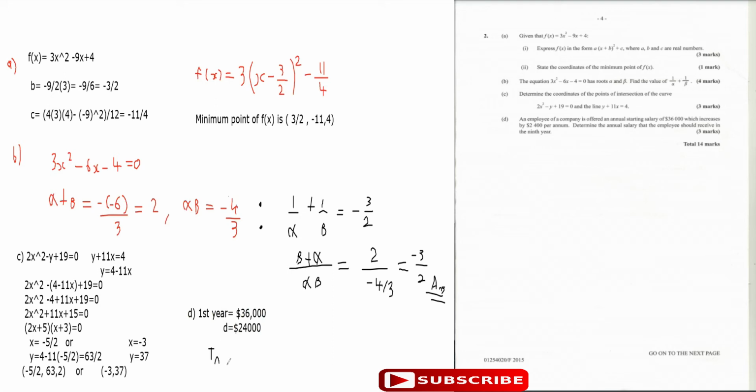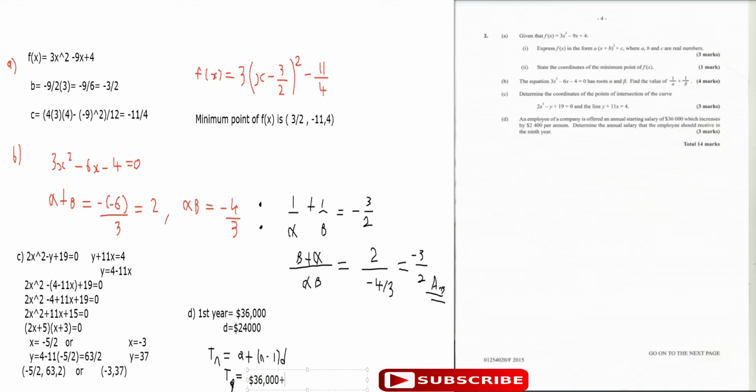What will a person receive in the 9th year? We can call it Tn. Tn is equal to A plus n minus 1 times D. That's the formula to find how much you're going to make in the 9th year. So T9, which is the 9th year, is going to be A, which is how much you made in the first year, and in the first year, of course, what was made was $36,000.